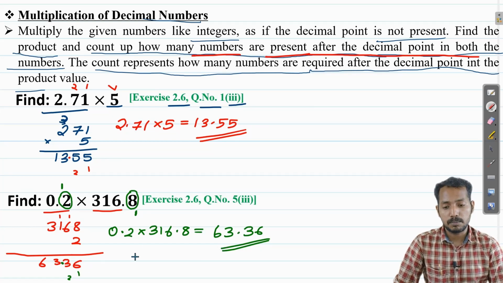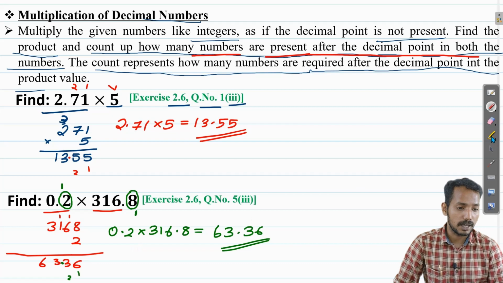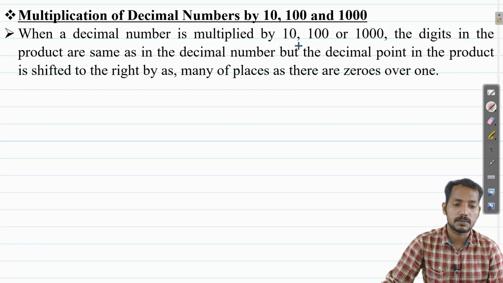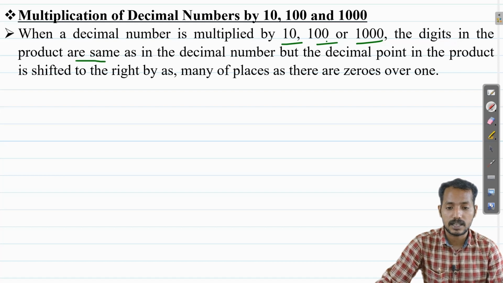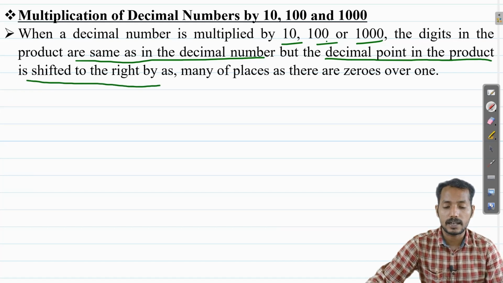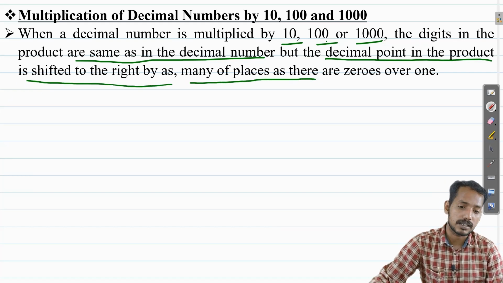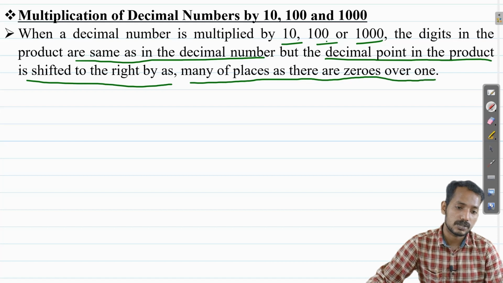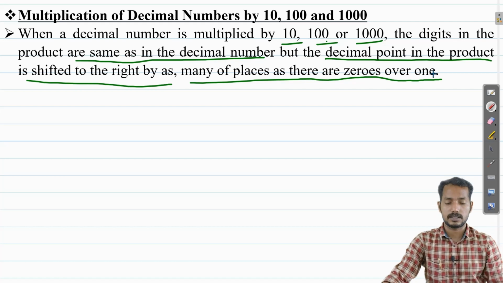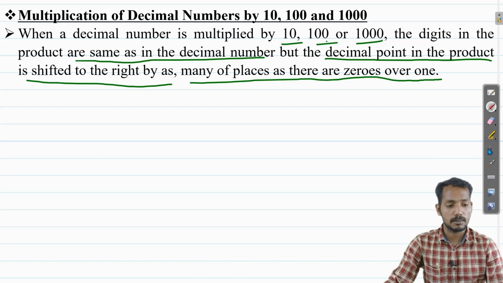Now how to multiply a decimal number by 10, 100 or 1000, like that. When a decimal number is multiplied by 10, 100 or 1000, the digits in the product are the same as the decimal number, but the decimal point in the product is shifted to the right by as many places as there are zeros over 1 in 10, 100 or 1000. Let's take some examples.